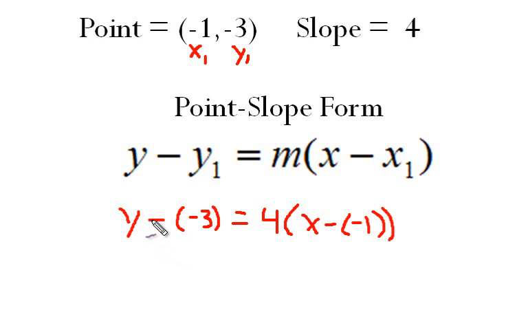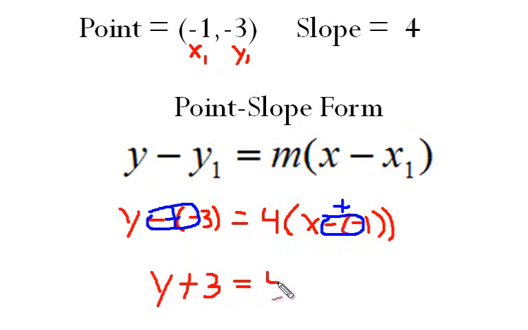Alright, I see that I have a double negative here, so this just turns into positive. So y plus 3. Over here also I have a double negative, so this also turns into a positive. So pretty much anytime you're using point slope form, if your point values are negative, when you plug them in, it's going to turn it into a positive. So right here we have y plus 3 equals 4 times x plus 1.